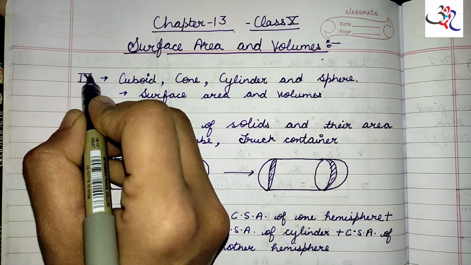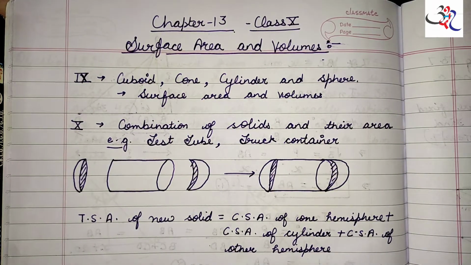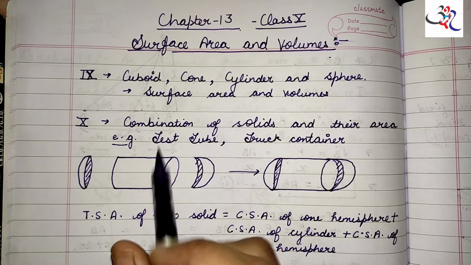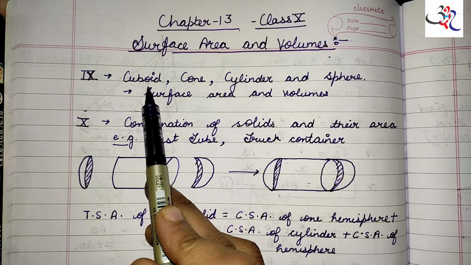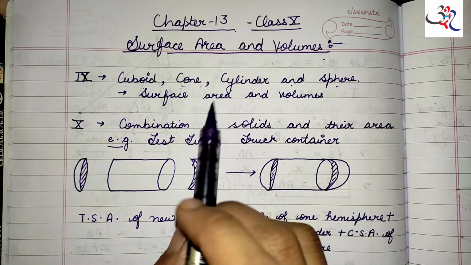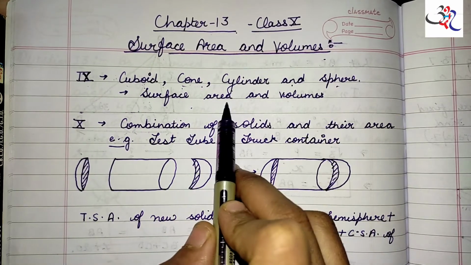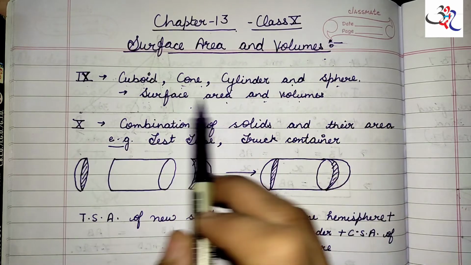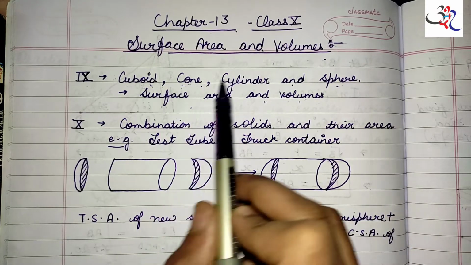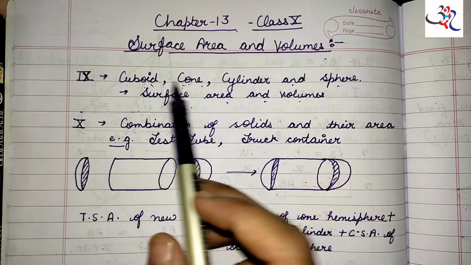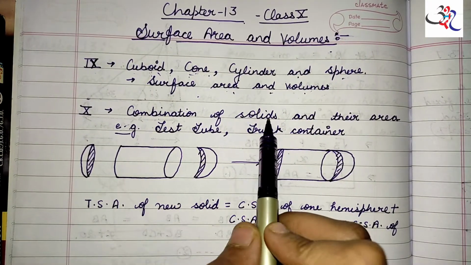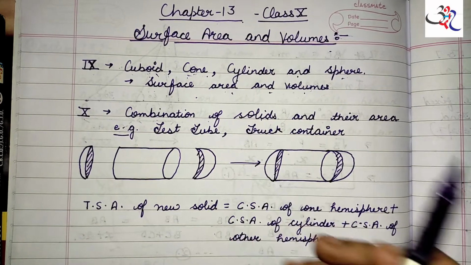So let me give you a brief introduction of what you have studied in class 9th, because we are going to use the same in class 10th now. In class 9th you have learned about the figures cuboid, cone, cylinder and sphere. And you have also studied their surface area and volumes, how to find out the surface area of cuboid, cone, cylinder and sphere, and how to find out the volume of all of these figures. So using these figures, now what we will do in class 10 is combine these figures and find out the area of the resulting solid.